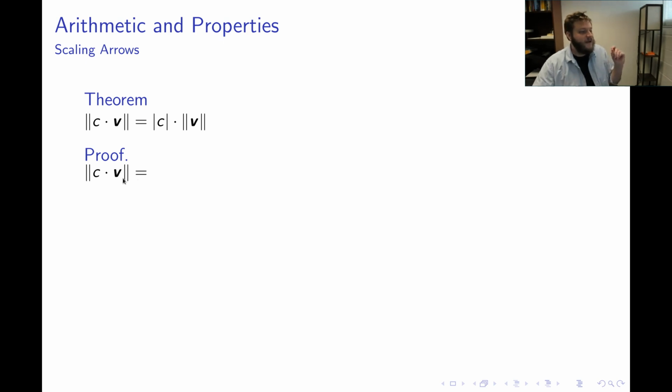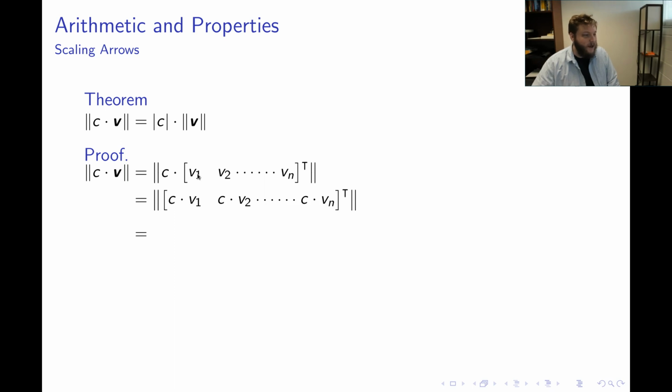If I want to find the length of a vector that's been scaled by a factor of c, well, let's first say that perhaps the coordinates of this vector v can be labeled explicitly as v1, v2, all the way down to vn. So now I know the rule for scalar vector multiplication. The rule says that we scale every individual coordinate of our vector by this factor of c.